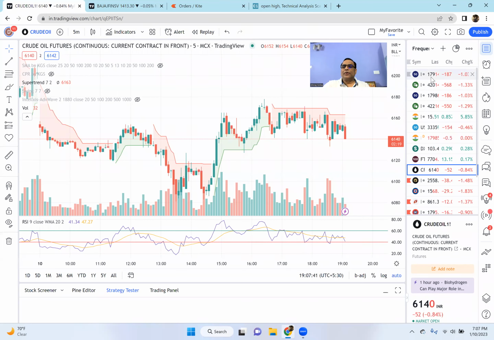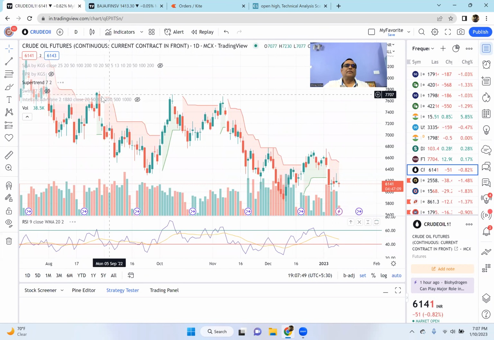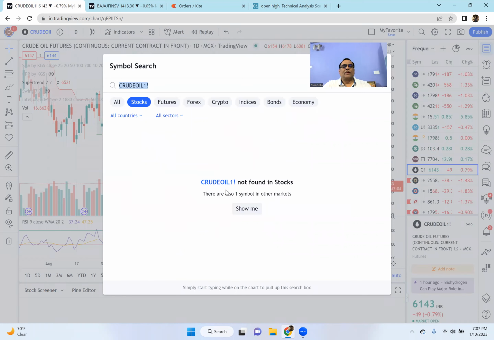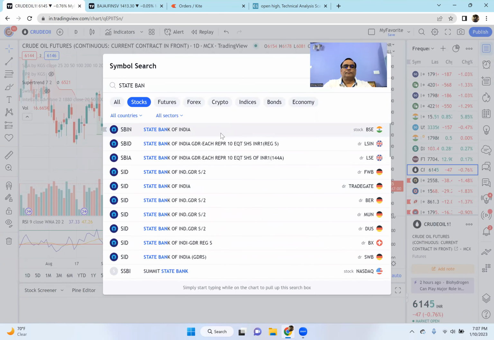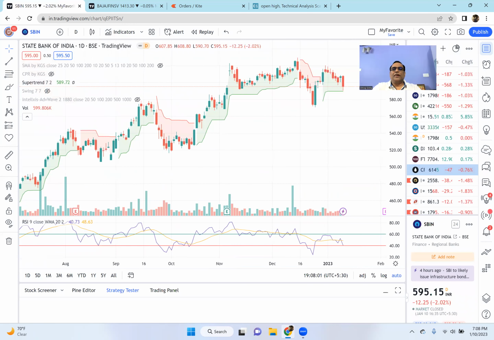Let me change it to any favorite stock any of you have. We can check it in that. Any suggestion on the stock we can check? SBI. SBI. Okay. So this is the SBI.